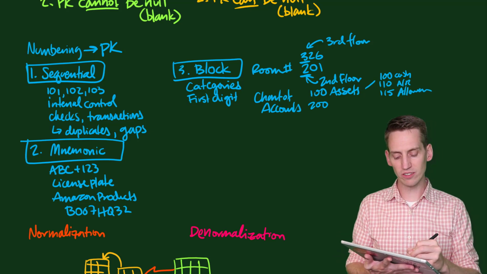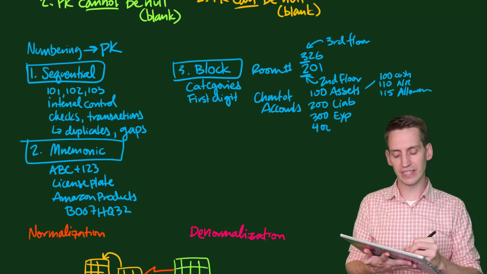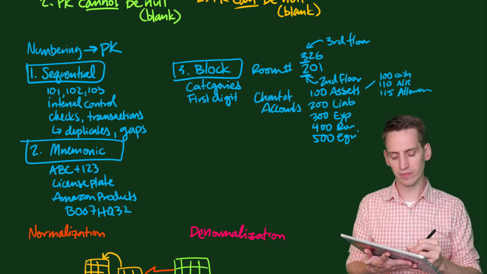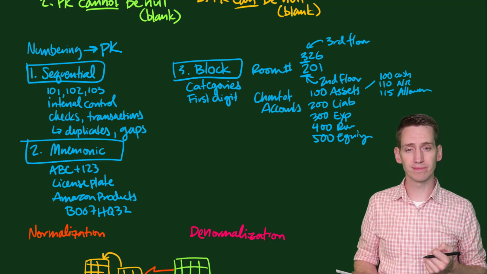Our 200 accounts would be liabilities. Our 300 accounts, expenses. Our 400 accounts, revenue. And our 500 accounts, equity. So looking at our chart of accounts, you can see what class of accounts that was.